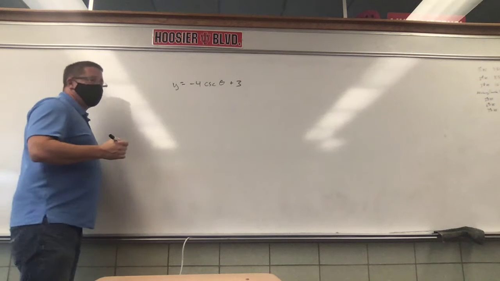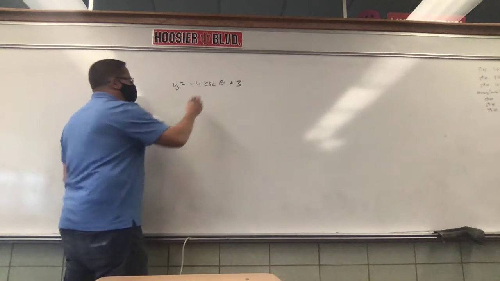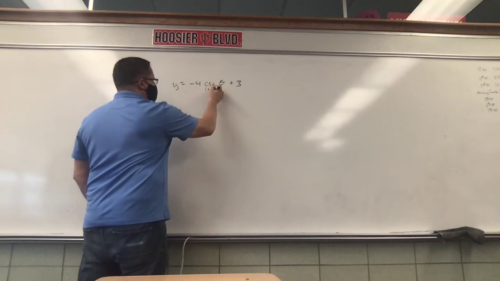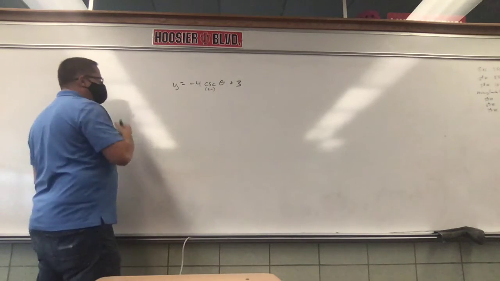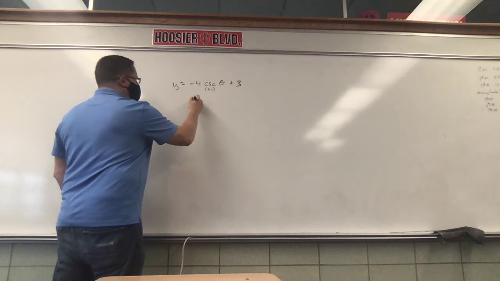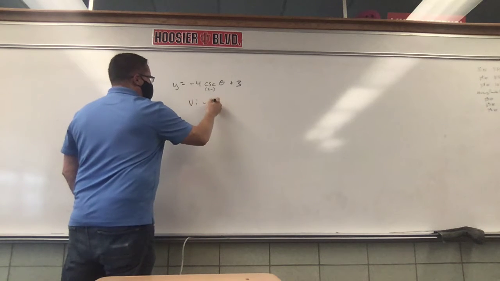First thing I do is I make little notes to myself here. First off, cosecant, I'm going to put underneath it sine. I'm going to do a sine graph first, and then I'm going to do a cosecant one after I get the sine graph done. And I put down vertically, it goes from negative 4 to 4.